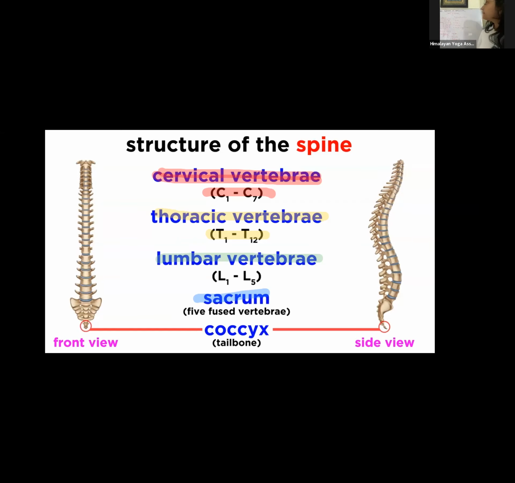So we have studied thoracic cage and we have studied vertebral column. Any problem in that? No problem. Not yet. No, none, thanks.